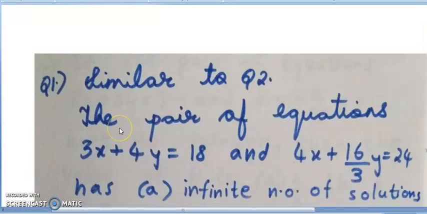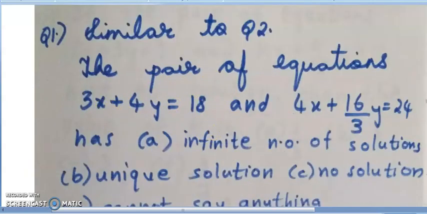These are the options. So for this question, if you see, there are two equations here, and you know a1, b1, c1, a2, b2, c2. So this is similar to question 2. You can see that and do it.